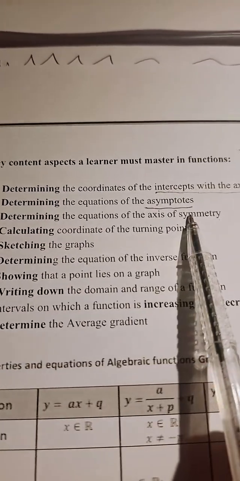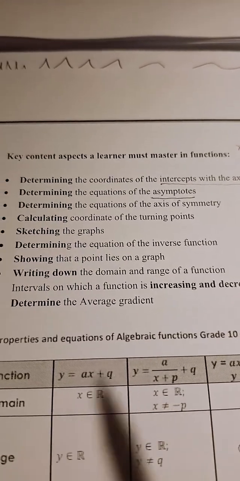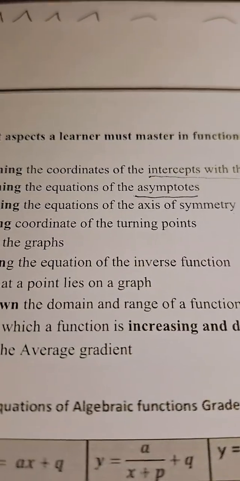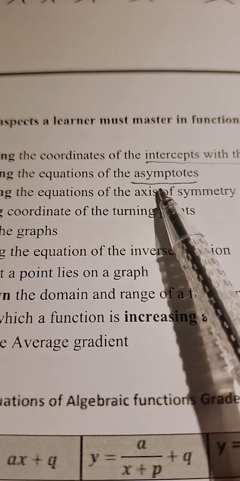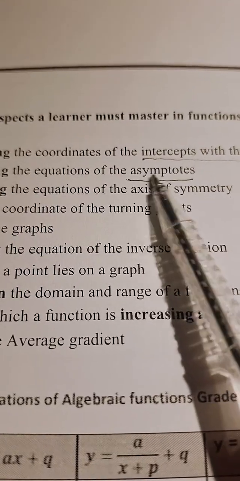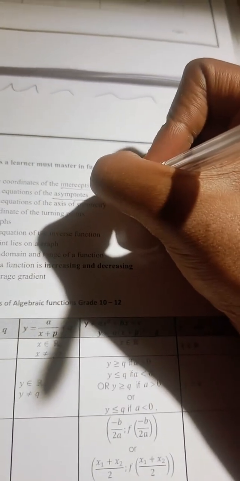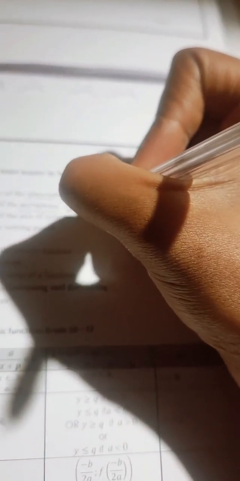Determine the equations of the axis of symmetry. Now, I'm going to ask this question: which functions have axes of symmetry? Do we understand what an axis of symmetry is? In fact, guys, just before I go there, do we understand what an asymptote is? An asymptote is simply a boundary. It's a boundary line where your function doesn't exist.